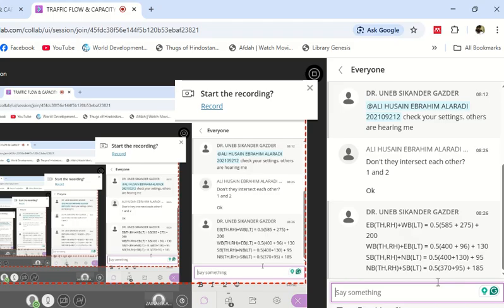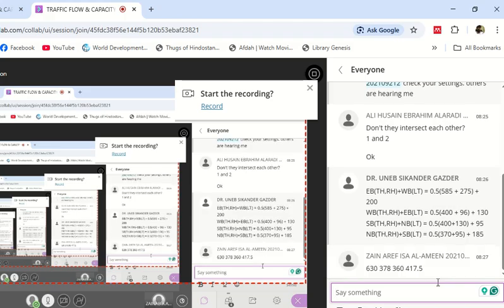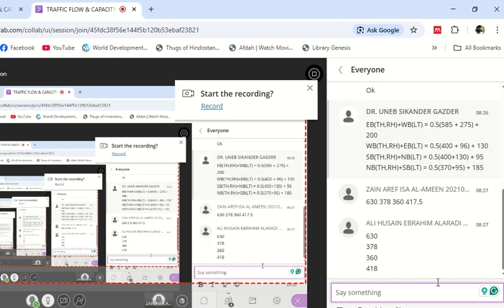Yes, can you give me these values? So they are in the same order, huh?